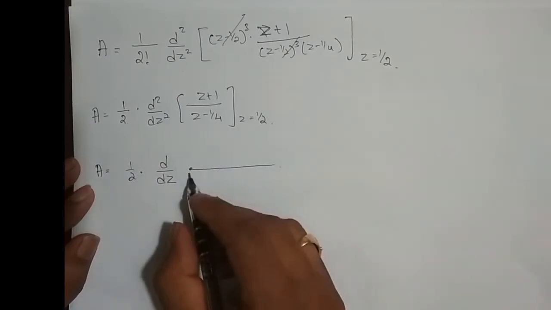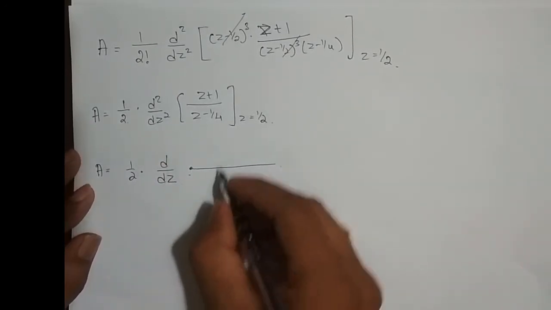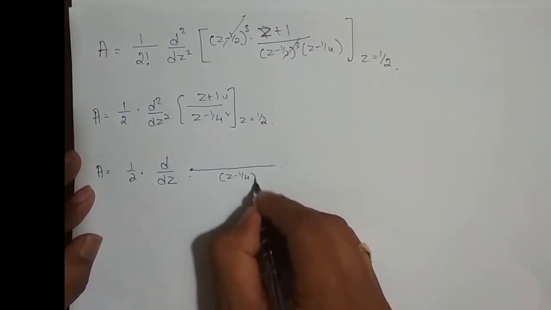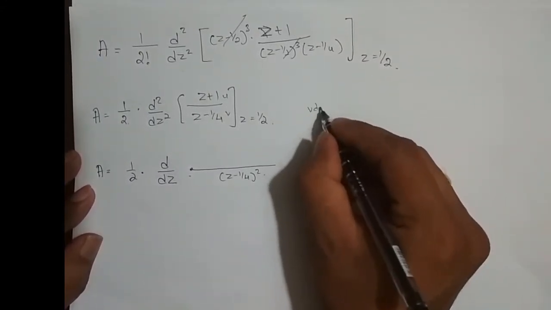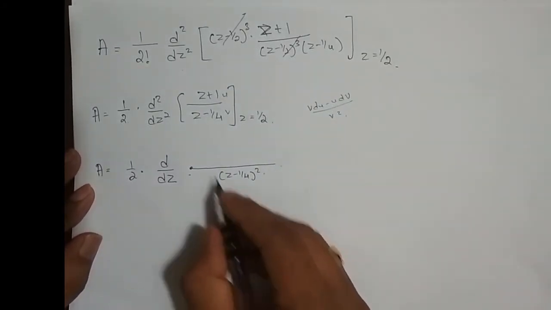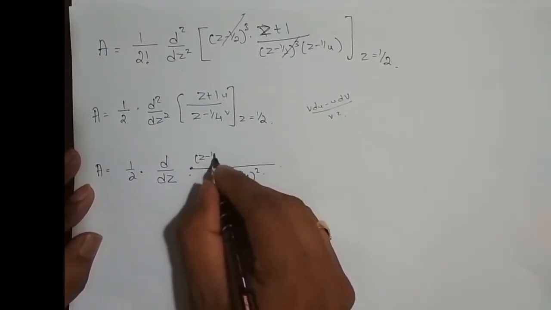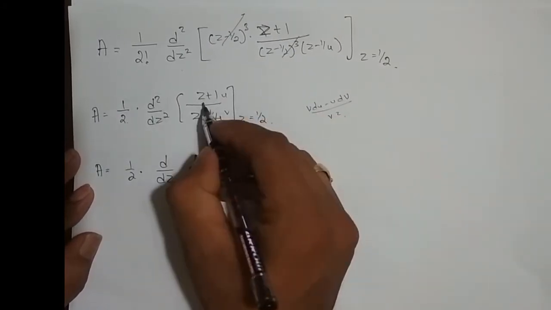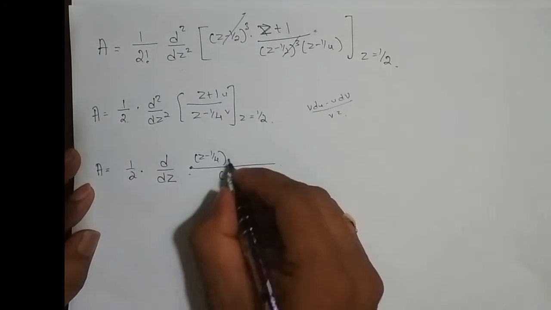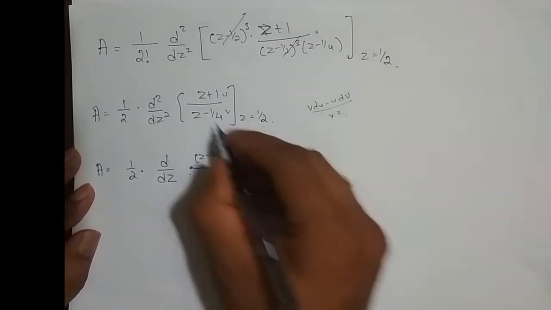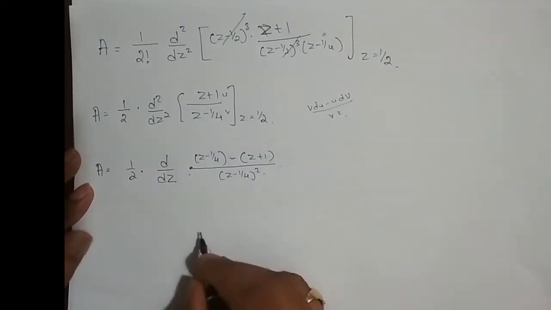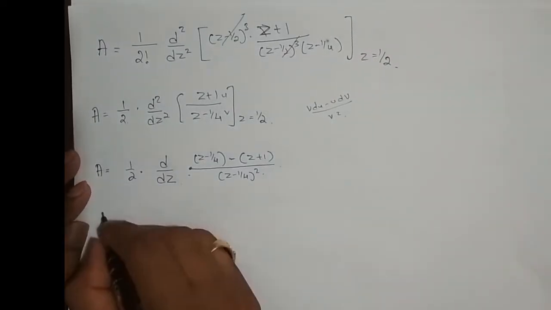So first time when I differentiate it, what do I get? This is in the form of u by v, so (z minus 1 by 4) whole square, v square, right? V into differentiation of u minus u into differentiation of v, divided by v square. So v is z minus 1 by 4 into differentiation of u. What is the differentiation of this with respect to z? It is 1, right? So minus of u, which is z plus 1, into differentiation of v, again this is 1, right?